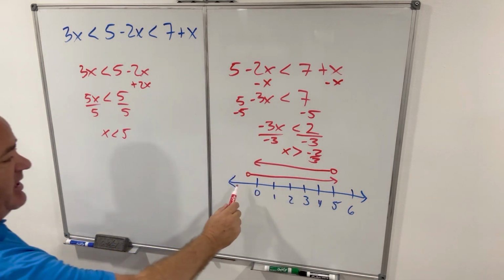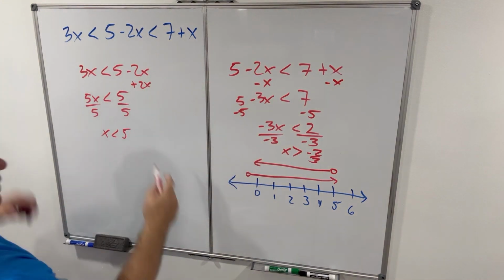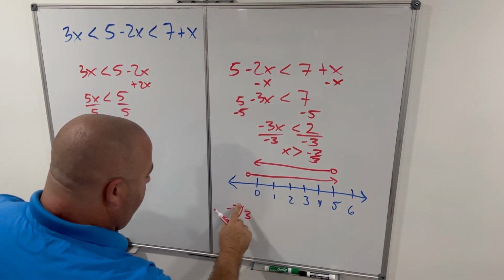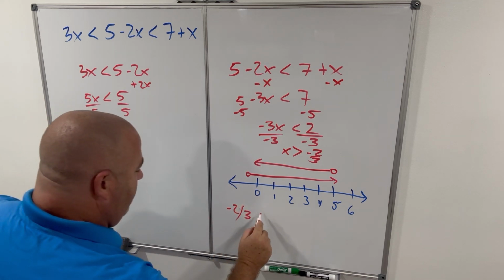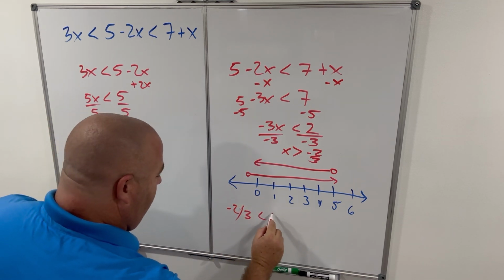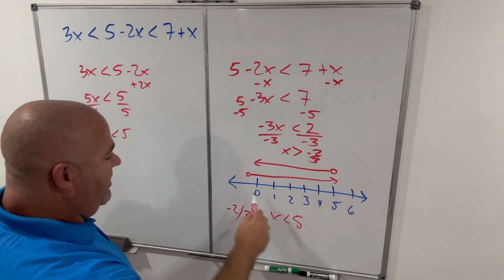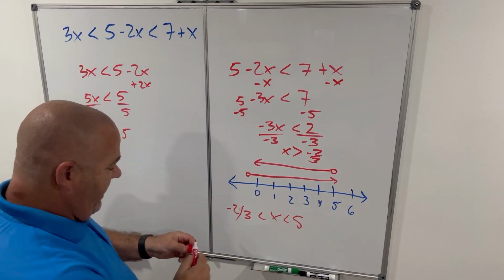So if we were to rewrite this, the compound inequality would be negative 2/3 is less than x is less than 5. And that gives us everything between negative 2/3 and 5.